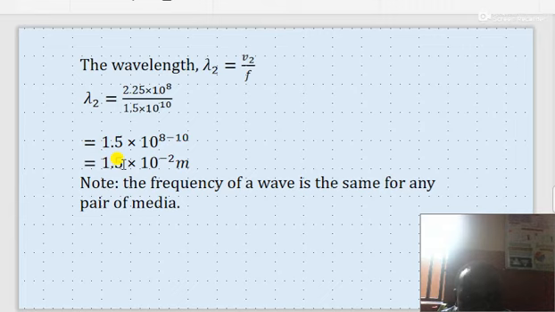of the wave. We must bear in mind, as stated before, that the frequency of a wave is the same for any pair of media.